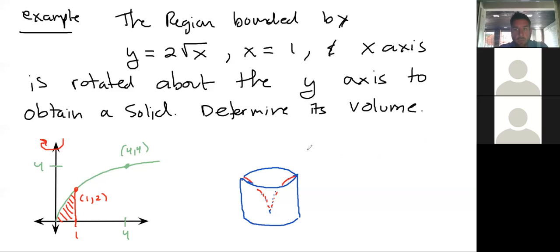Now, you could probably use the methods we learned last class, but we're going to use the shell method here. And so what we know is that the volume is the integral from 0 to 1 of 2 pi x times f of x. So f of x here is 2 square roots of x dx. But just to be clear what's happening here, this is my f of x.